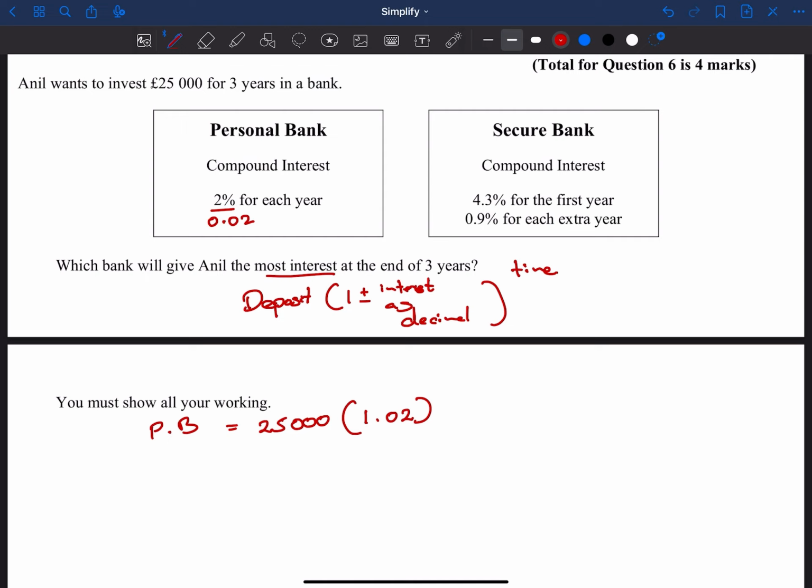To the power, how many years are we doing it for? We are doing it for 3 years, to the power 3. Then I plug that into the calculator. Remember, any answer you must write to 2 decimal places. 26,030.20, it says 2, but I'm going to put 20 because it's a money calculation, 2 decimal places.